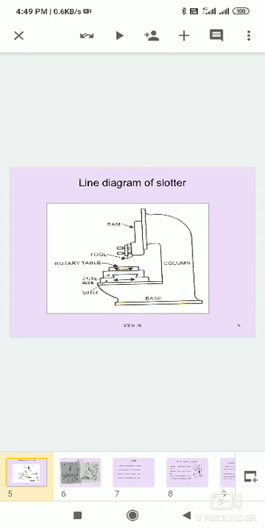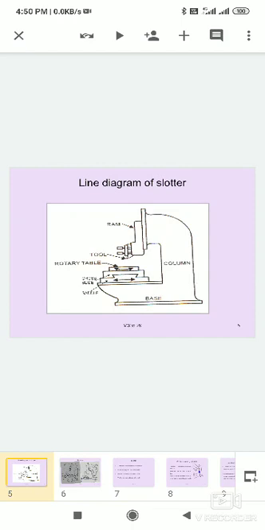First one, base or bed. Generally it is made of cast iron or grey cast iron. It is a heavy casting rigidly built to take up cutting forces and to support the other parts of the machine. Means its base supports the column and work table. On the top of the bed, guideways are accurately finished on which the saddle is mounted.